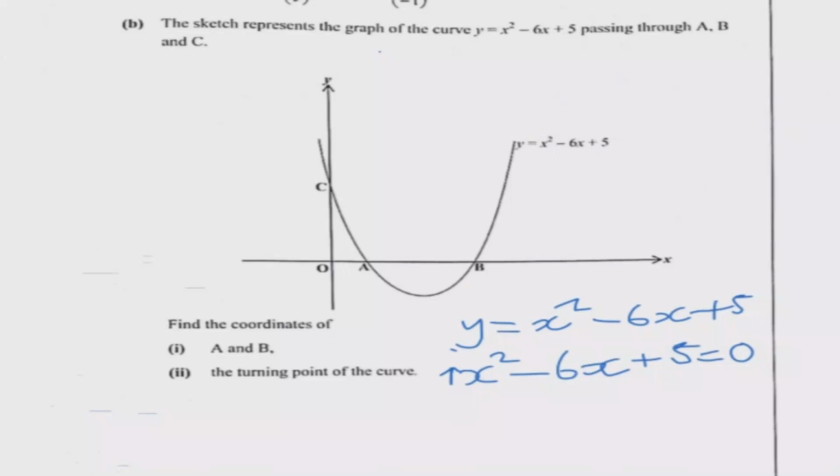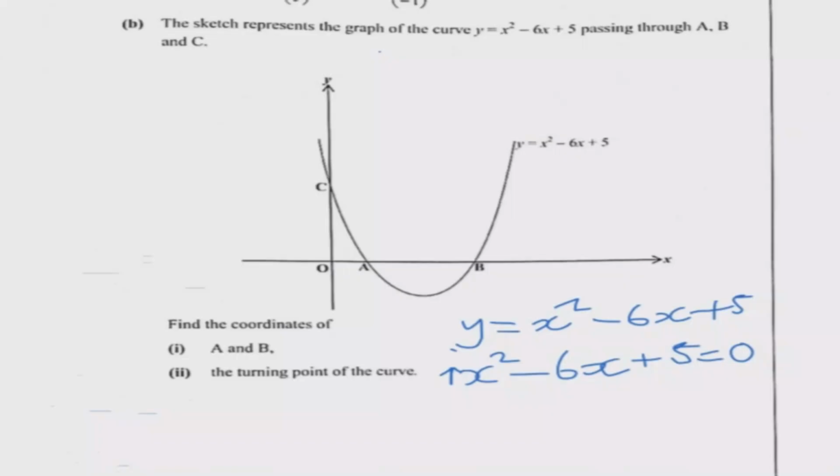So what numbers can we add to give us, when we add them, they will give us -6, but when we multiply them, they'll give us positive 5. So those are 5 and 1. When you multiply 5 and 1, it will give you 5. When you add them, they'll give you 6.